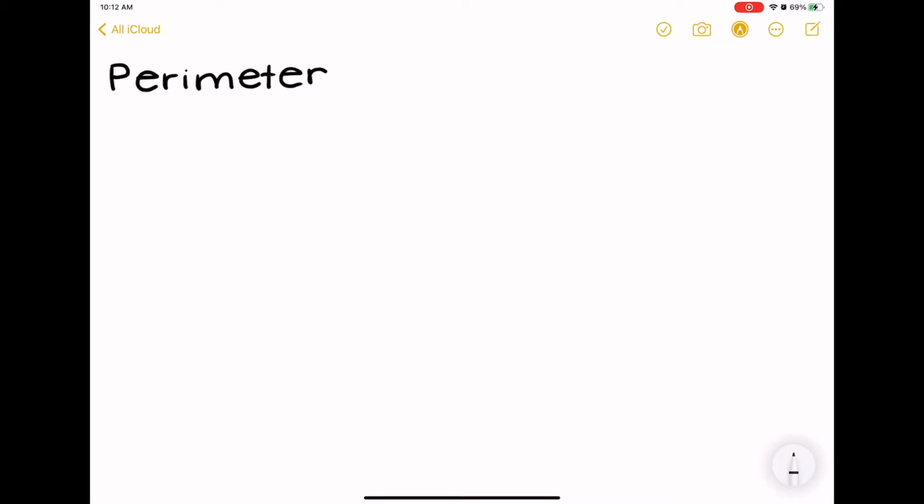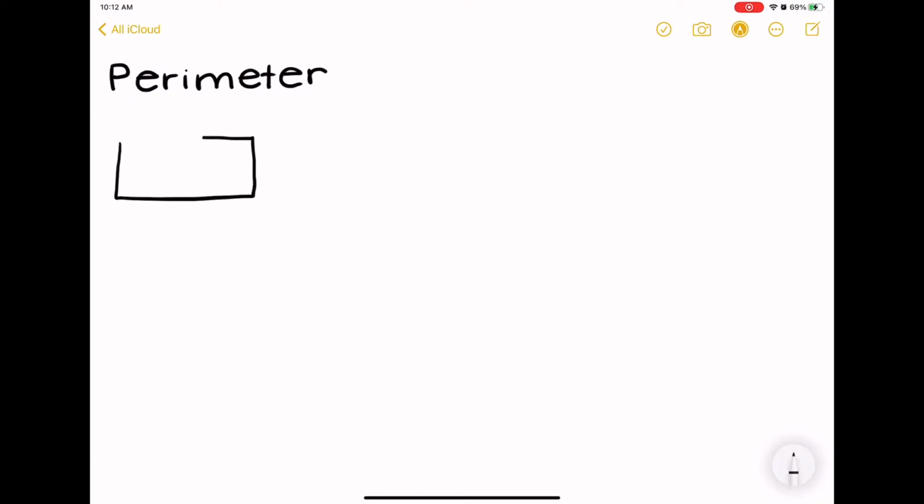In today's video, we'll be working on perimeter. So we're going to be starting off with just how to find perimeter and then using the perimeter formula to figure out missing sides. So without further ado, let's head on straight into this video.